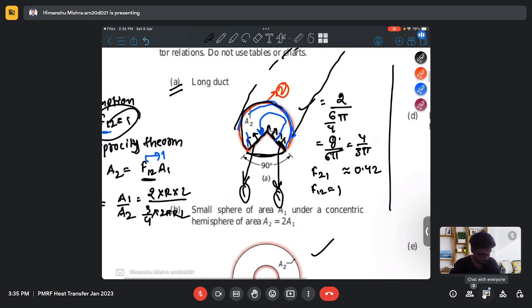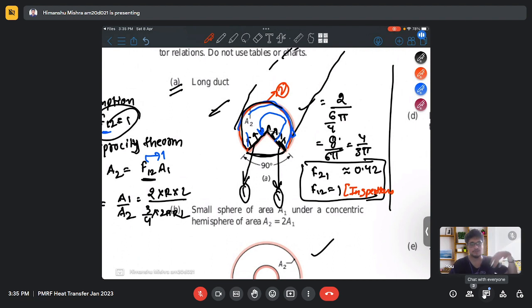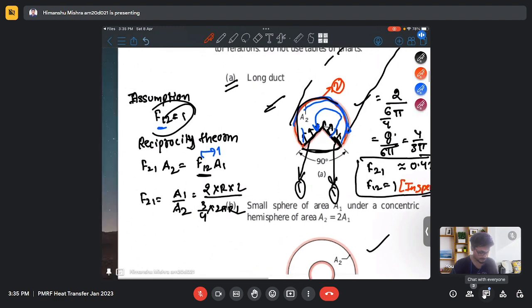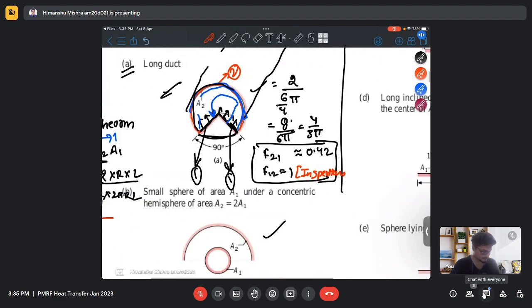So for this problem my shape factor is this. Here we just use inspection. We just assume that all the radiation coming from surface 1 will not fall on the same surface. That means all the radiation will fall on the surface 2, which means that my shape factor F12 will be 1. Now we need F21, which we can easily find using the reciprocity theorem. So by reciprocity we got F21, and by inspection we get F12.